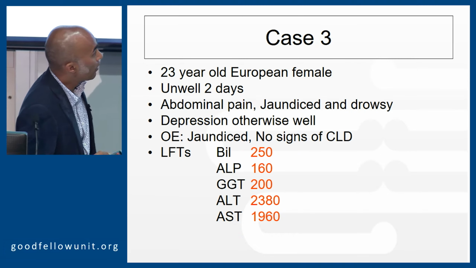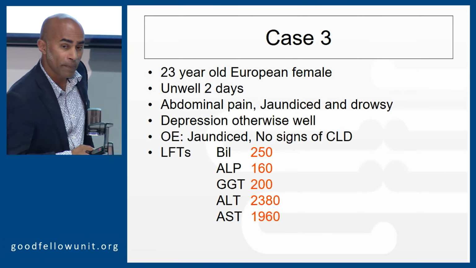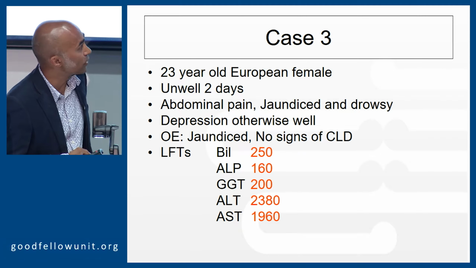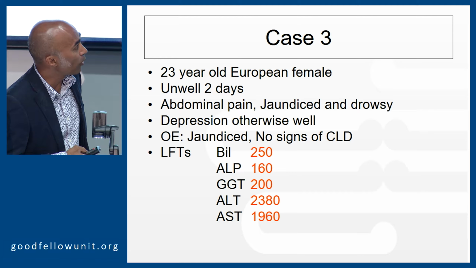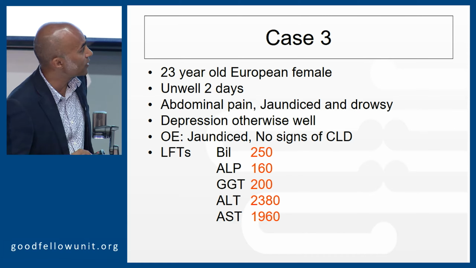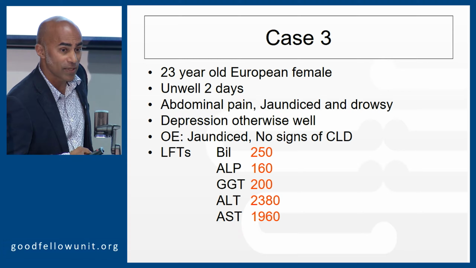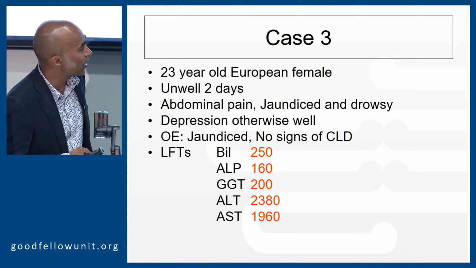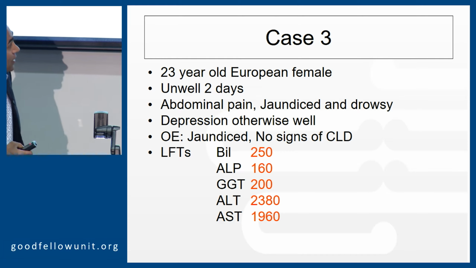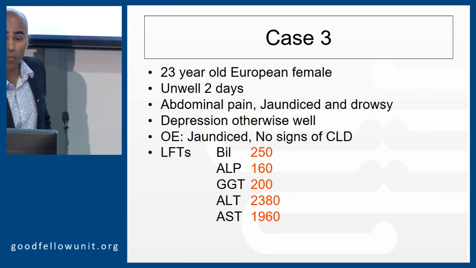A 23-year-old female, unwell for around about 2 days or so, no history of liver disease or problems in the past there, abdominal pain, jaundice, drowsy, brought in by her mother into the accident emergency centre. Depression was noted in the history there as well. Jaundiced when they presented and were examined, no signs of chronicity or chronic liver disease there. And those are the liver function tests. So, any comments from the floor?